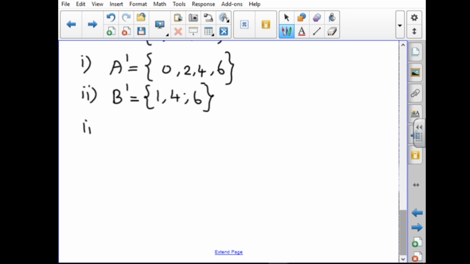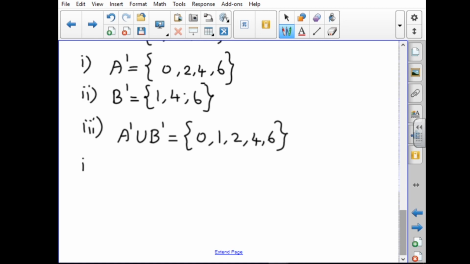Then question number 3, A dash union B dash. That means the A dash values and B dash values you have to join together. So what do you get? 0, 1, 2, 4, 6. This is A dash union B dash.